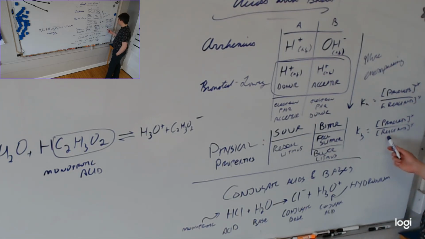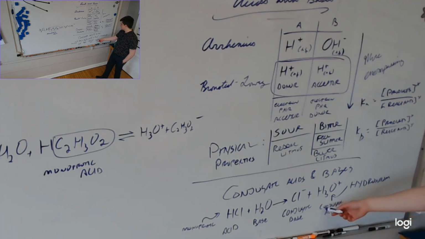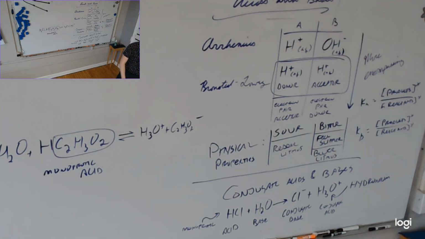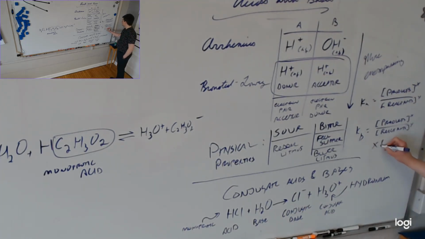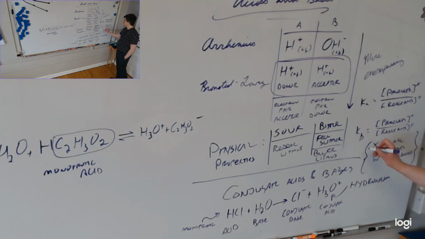We don't include water in the Ka or Kb. So we would include the acid, the conjugate base, and the conjugate acid. Let me make sure that last one is true. Yeah, we do. And X and Y are coefficients in the balanced chemical reaction. So it's set up the same way as KEQ, which we've already done. If you need a refresher, you can watch the video about that.